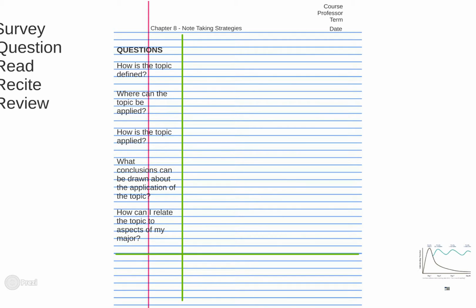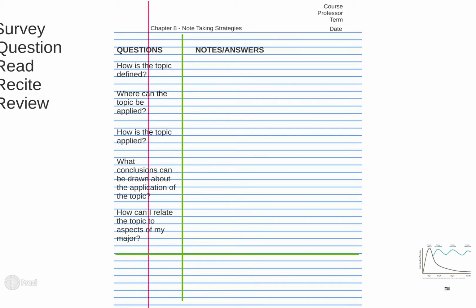And this is one that I always encourage students to ask constantly. How can I relate the topic to aspects of my major or my career? And that one, you may not find the answer to it in the book, but I promise that you will be able to find an answer by asking your professor or asking some people who are in that field. There's always a connection.